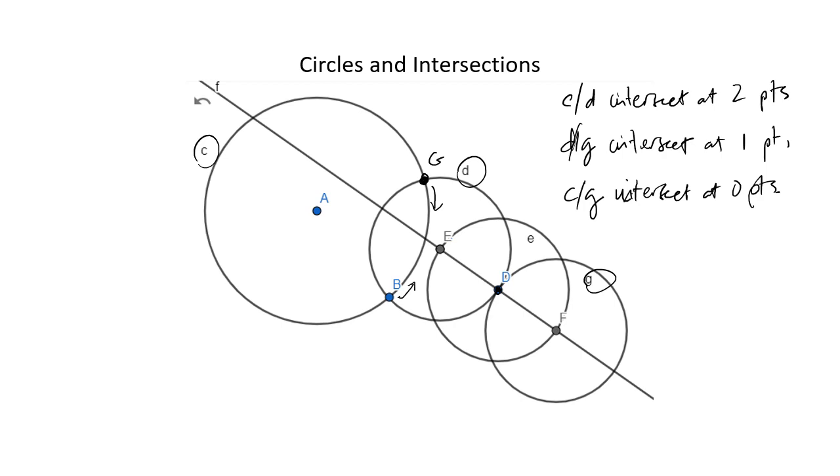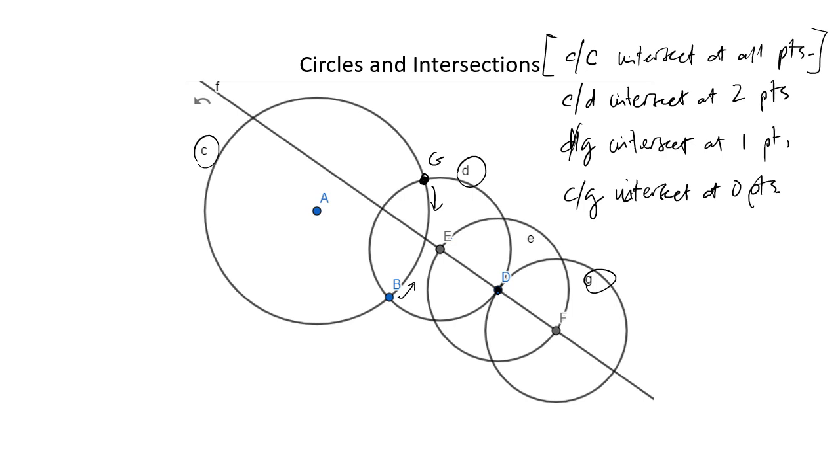Also, likewise, the book doesn't mention this, but there is one more case, and that is if we have circle C intersecting with circle C. And then these intersect at all points. So this circle on top of itself, well, every single point is going to match up. So it's not mentioned in the book, but I mean, if we're going to talk about 0 points, we're going to talk about all points as well. It is a possible case.